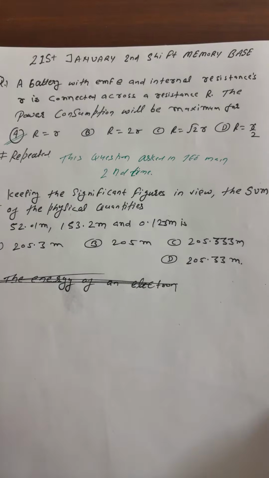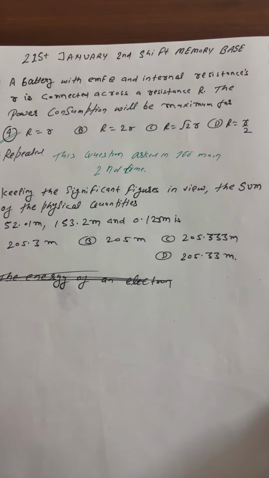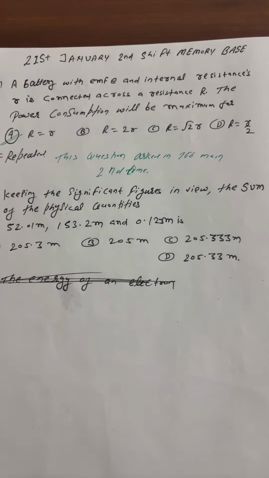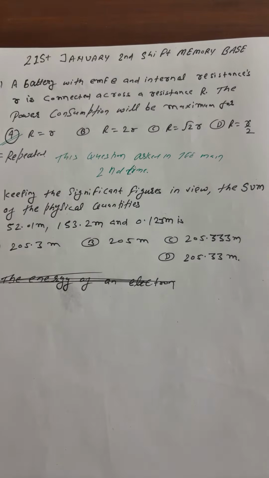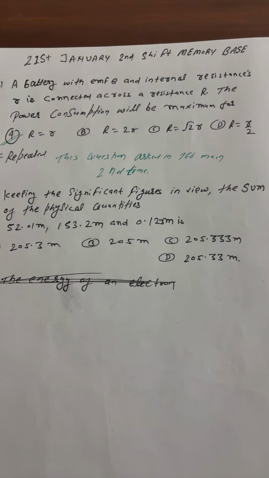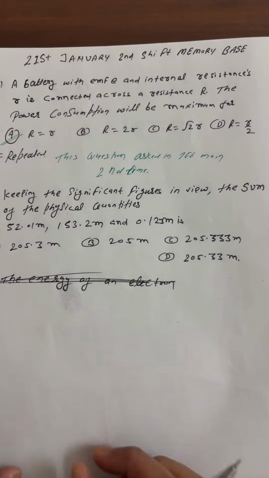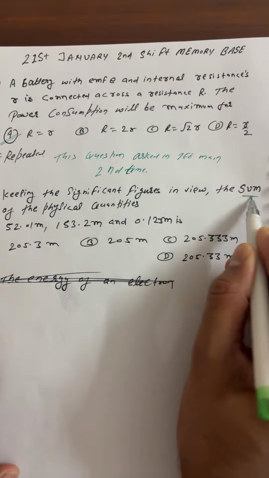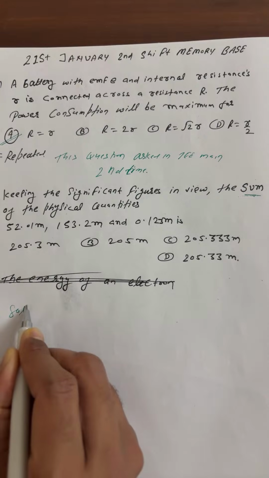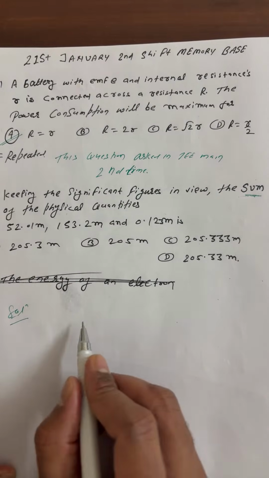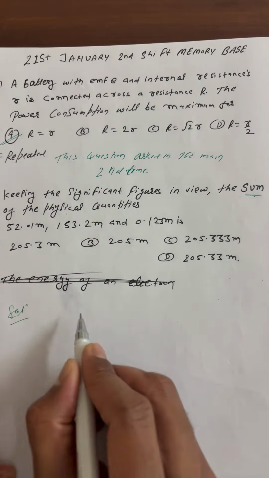Now, students, have a look at the next question. What is the question? Keeping the significant figures in view, find the sum of the physical quantities. Students, a few digits are mentioned here. We have to find the final value. We just perform the summation of all these physical quantities. For the solution, you can add all these.